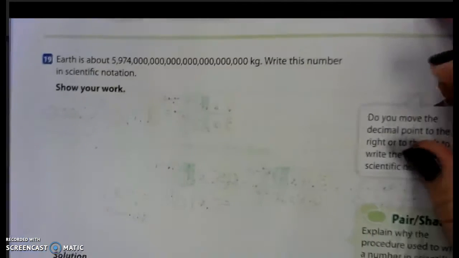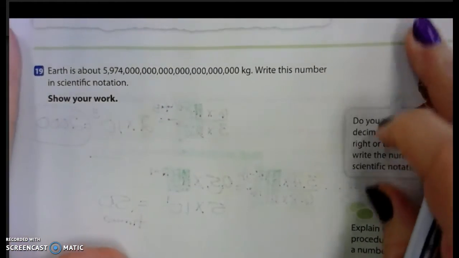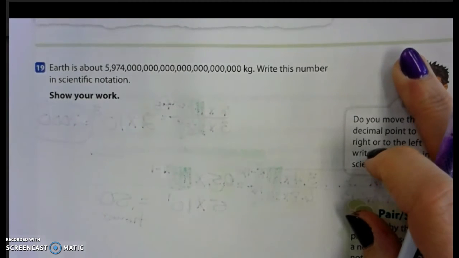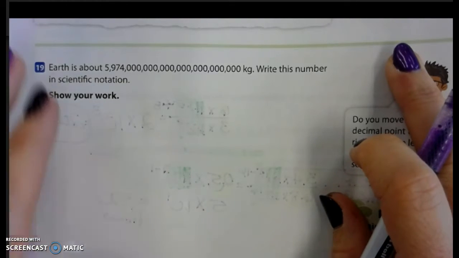At the top of page 34, there is an example. You can read through that. It's talking to you about negative exponents. Number 19, we've got this really big number that none of us can read. They want us to put this number in scientific notation.